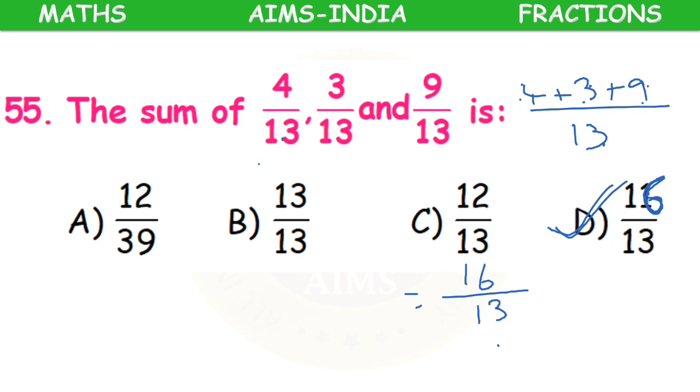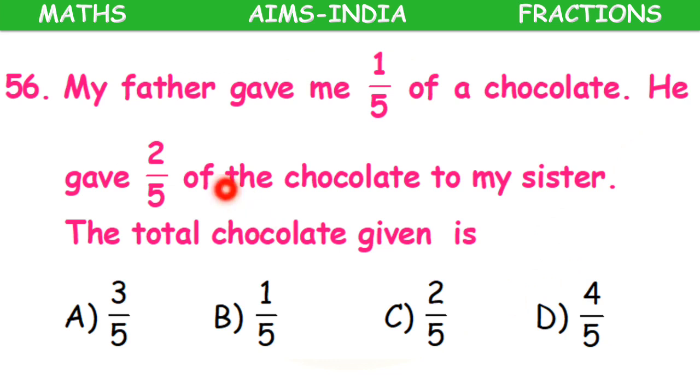Sometimes a wrong option might be given like this. Be confident on your answer. 4 plus 3 is 7. 7 plus 9 is 16. So 16 by 13.